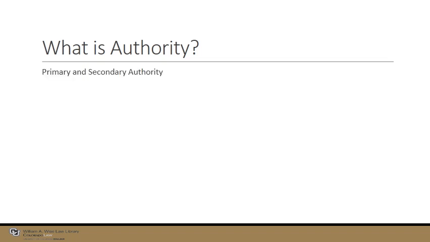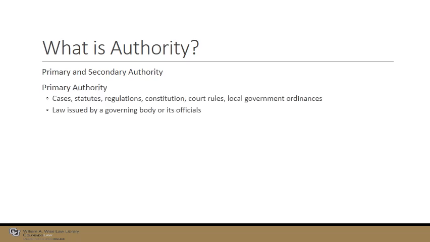The first type of authority is primary and secondary authority. Primary authority is that law that is issued by a governing body or its officials in their lawmaking capacity. So this would be judicial opinions or cases written by judges, statutes enacted by legislatures, regulations promulgated by administrative agencies. Of course, the Constitution itself is a type of primary authority. This authority is primary because we, in our form of government, empower these entities to make law for us that will bind us as citizens.